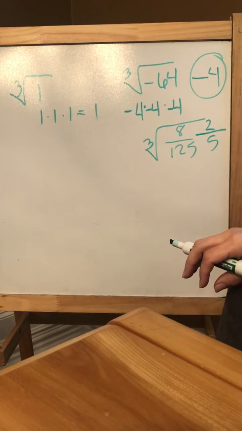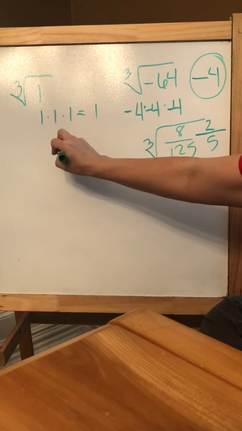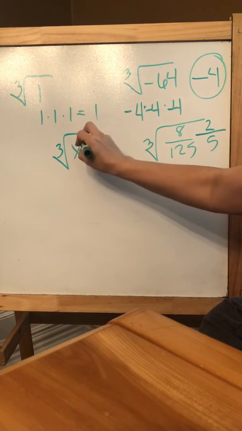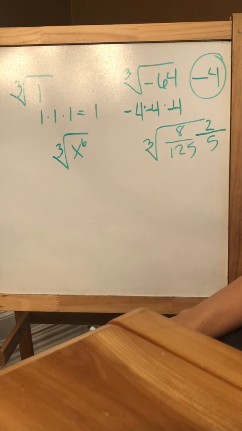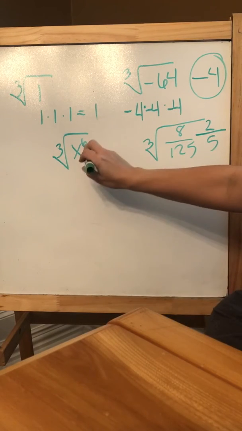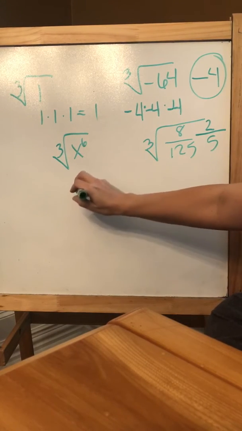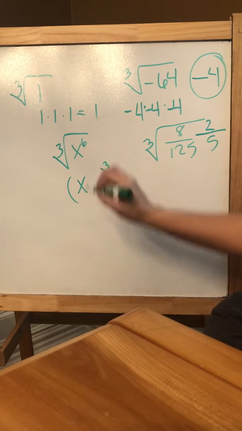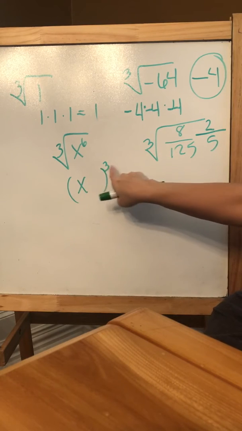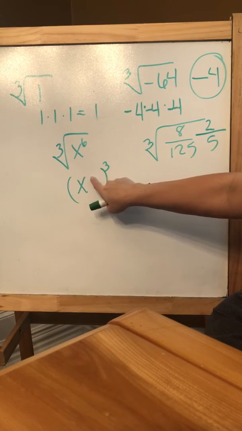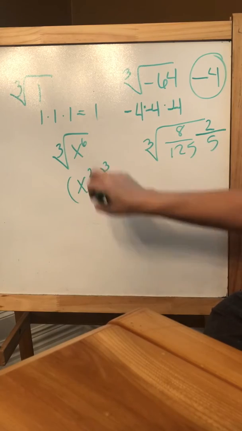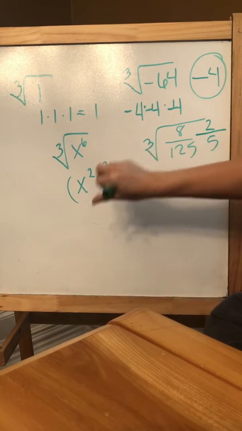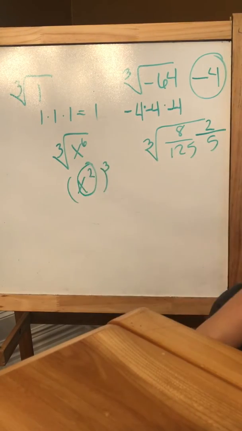All right, next we have the cube root of x to the 6th. So we need something times something times something to give us x to the 6th. So a way to do this, all right, we're going to have something here. What's going to be here? But we're going to take it to the 3rd. And remember, you multiply exponents. So what times 3 will give you 6? 2. So there you have your answer there. x squared is your answer.